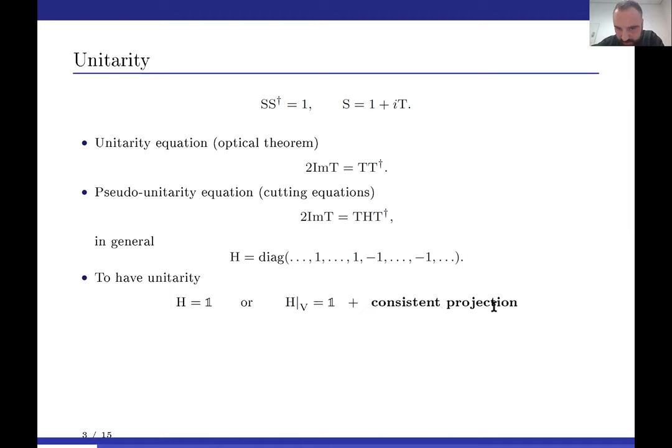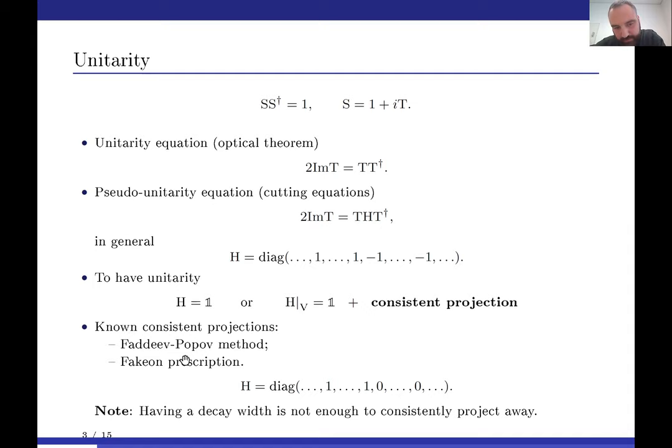There are two known consistent projections. One is the Faddeev-Popov method, which is exactly what it does. And the other one is the Fakeon prescription. Roughly speaking, what these two procedures do is to set to zero, instead of minus one, the signs that you don't like. And then you can really project onto the subspace, and the theory will be unitary in the subspace.